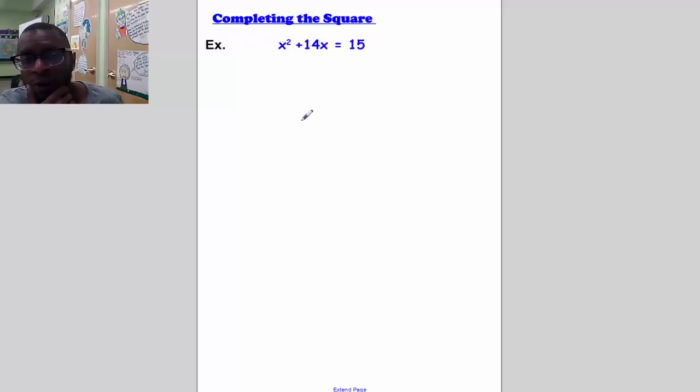Here we have x squared plus 14x equal to 15. And I want to solve for x by completing the square. Okay, so the first thing that we're going to do is rewrite our equation, and we're going to leave a little room in between the 14x and the equal sign. And so we're going to look at the value of b. In this case, our value of b here is 14.